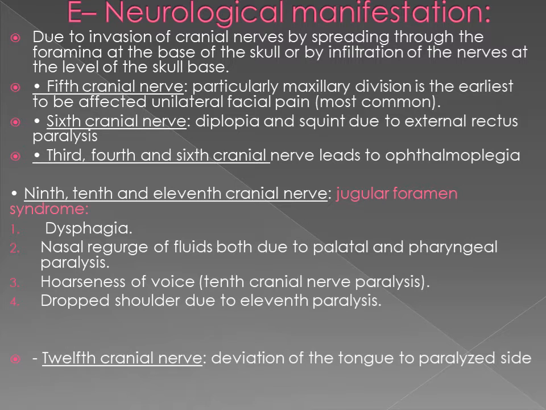So all of the nerves affecting the movement of the eye muscles are affected, leading to ophthalmoplegia, and the jugular foramen syndrome due to affection of the 9th and 10th and 11th cranial nerves, with dysphagia and nasal regurgitation of fluid, as the muscles of the palate and the pharynx are paralyzed, change of voice and hoarseness due to vagus affection, and accessory nerve will lead to dropped shoulder if the accessory nerve is paralyzed, and the hypoglossal nerve, where half of the tongue will be paralyzed, so there will be deviation of the tongue to the paralyzed side.